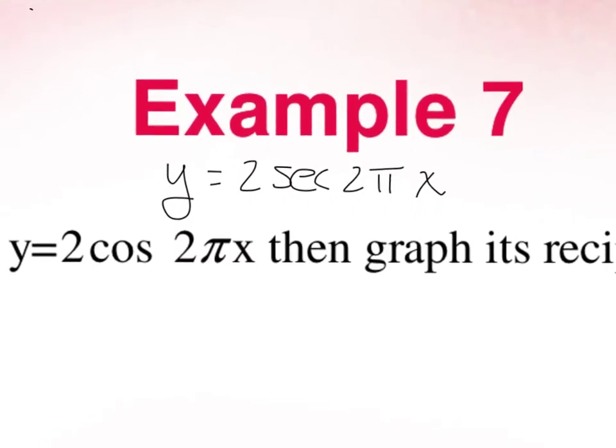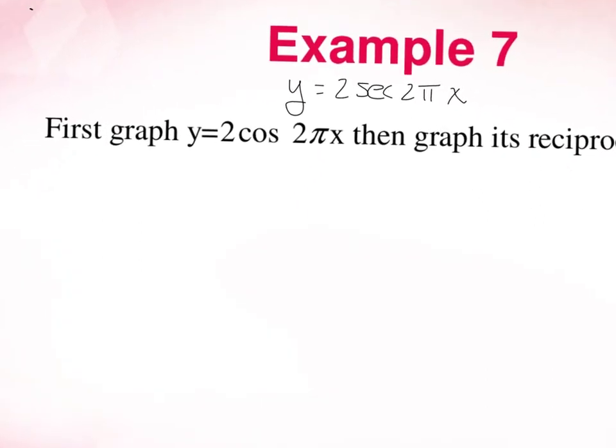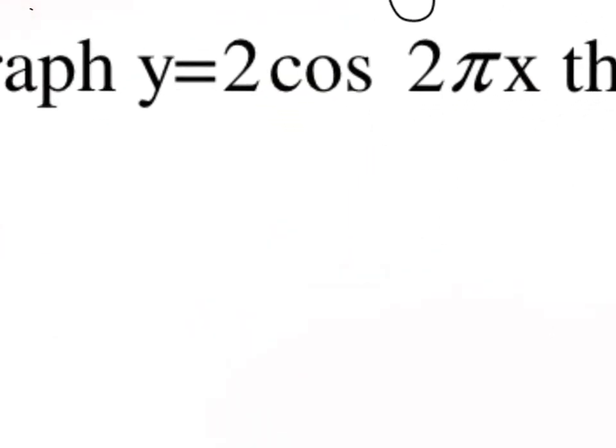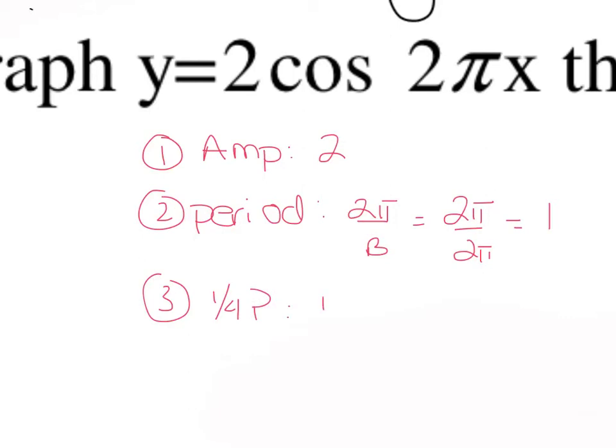So in example number 7, we're going to graph y equals 2 secant 2 pi x. Again, the first thing you want to do is graph y equals 2 cosine 2 pi x, then graph its reciprocal. So remember, when you're graphing y equals 2 cosine 2 pi x, the first thing you want to do is identify the amplitude, then identify the period, which is 2 pi over b. Here it's 2 pi over 2 pi, which equals 1. Then you want to identify your quarter period. Take your period, divide it in a quarter, and you get 1 over 4.